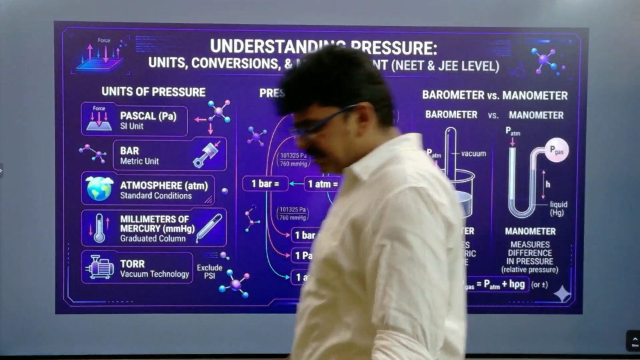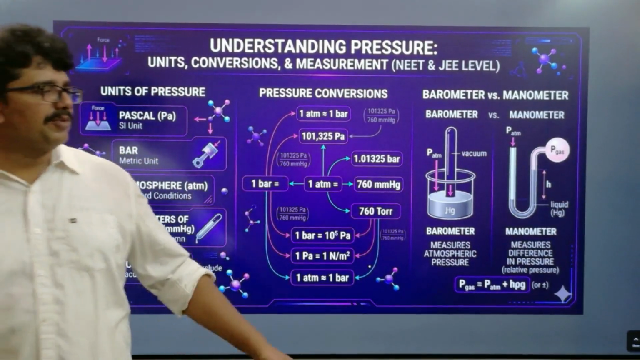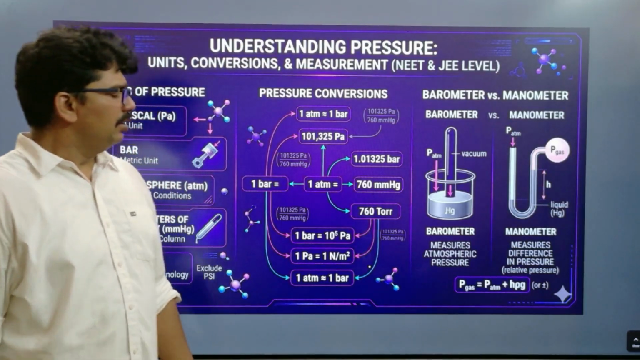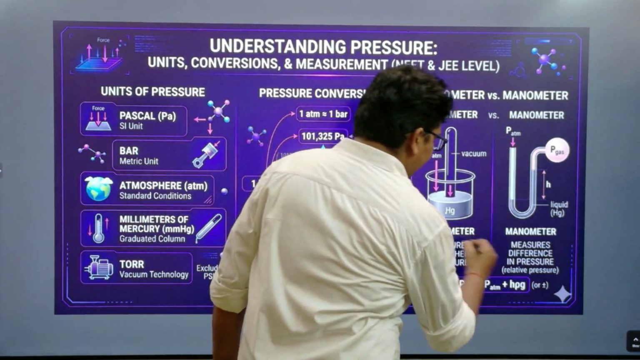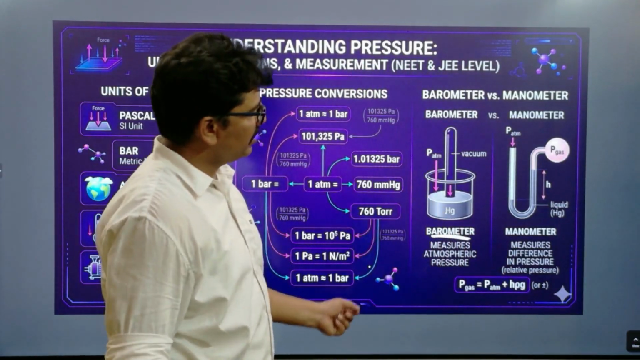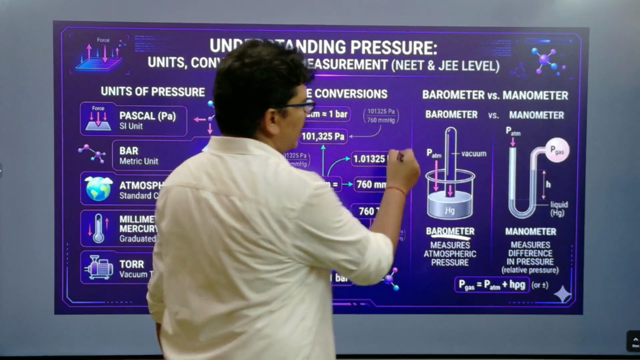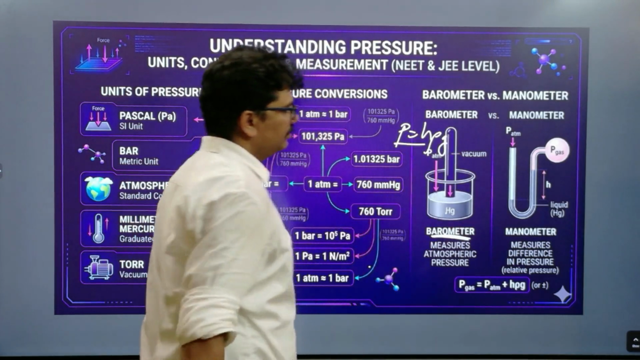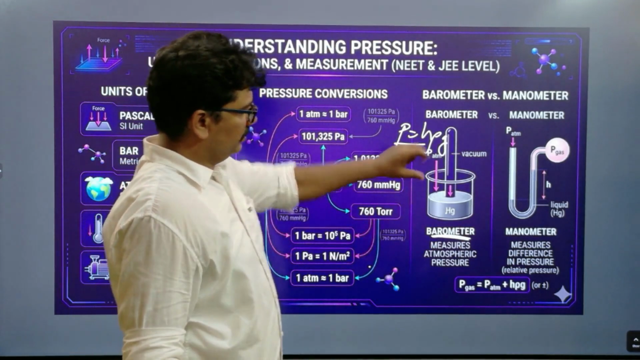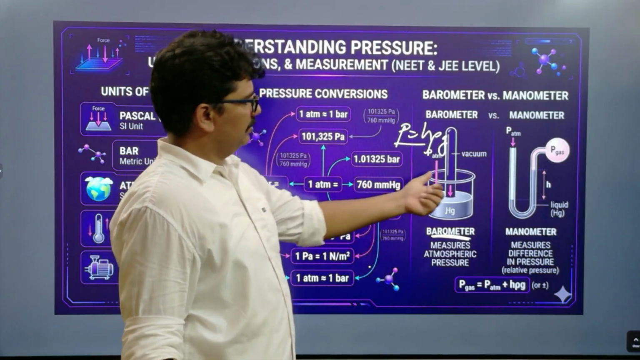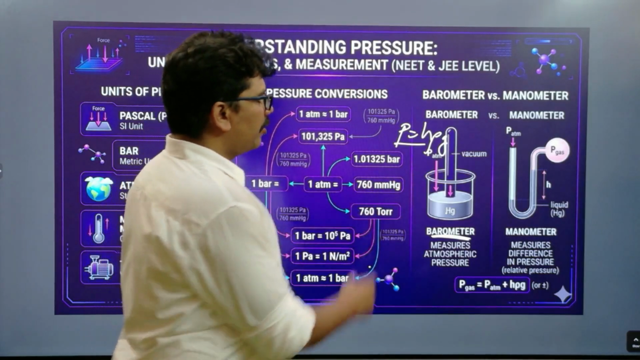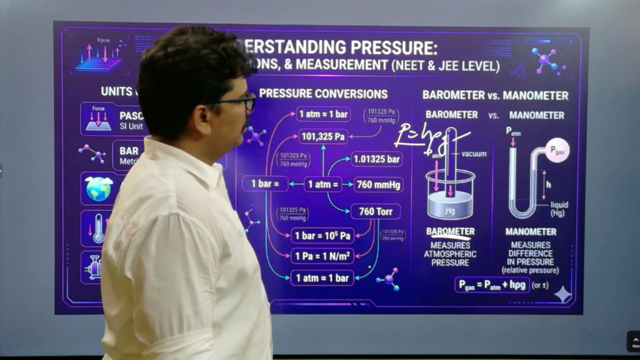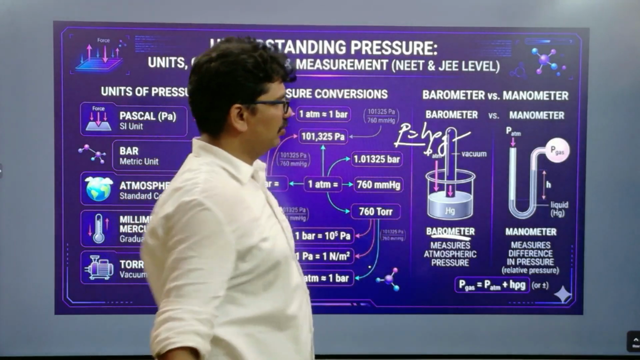Next, coming to pressure conversions, another important part, pressure. Atmospheric pressure is calculated by barometer, and the formula is P equals H rho g. H is the rise in mercury level in the test tube, rho is the density of mercury, and g is gravity. So atmospheric pressure P equals H rho g.